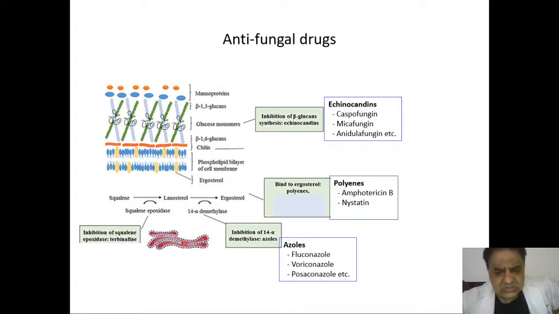Terbinafine is used for dermatophytes, so I'm not discussing that anymore. So the three important drug classes you should know are echinocandins at the cell wall, inhibiting beta-1,3-glucan: caspofungin, micafungin, and anidulafungin. Polyenes directly bind to ergosterol. Azoles, fluconazole, voriconazole, and posaconazole, inhibit 14-alpha demethylase.